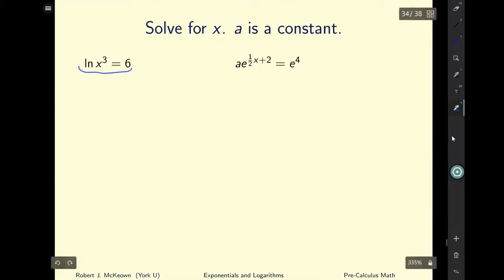Looking at the first expression on the left, I can directly take the natural log of both the left-hand and right-hand sides as the exponents, like so.